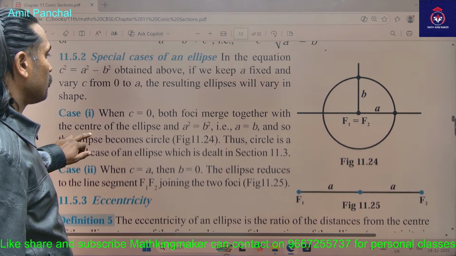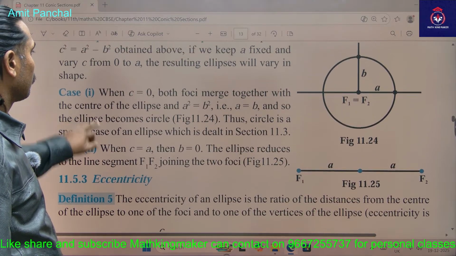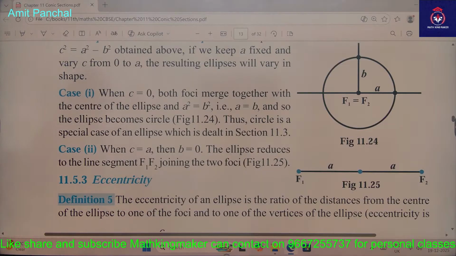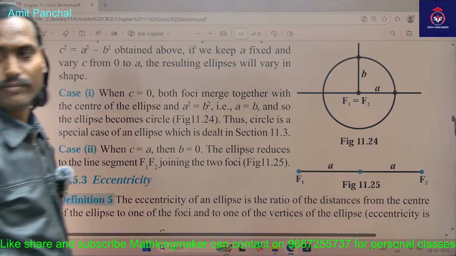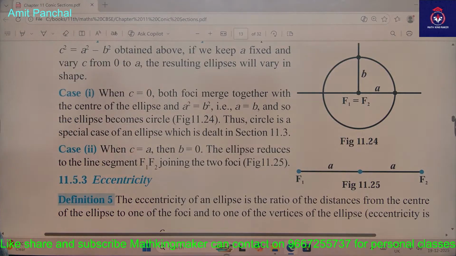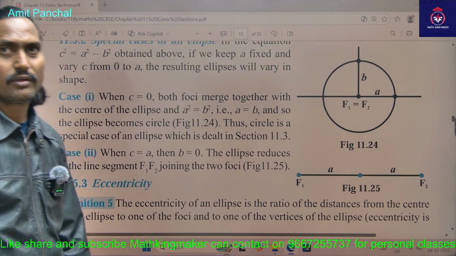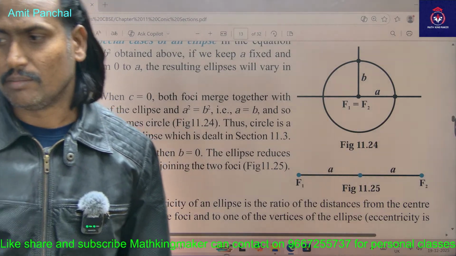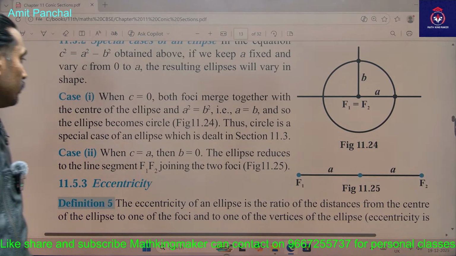Now you have some special cases. When c is 0, both foci merge together with the center of the ellipse, and that will be a square equal to b square. So in that case it will be a circle. Basically, when the foci are at the center, both at the center, then it becomes a circle.